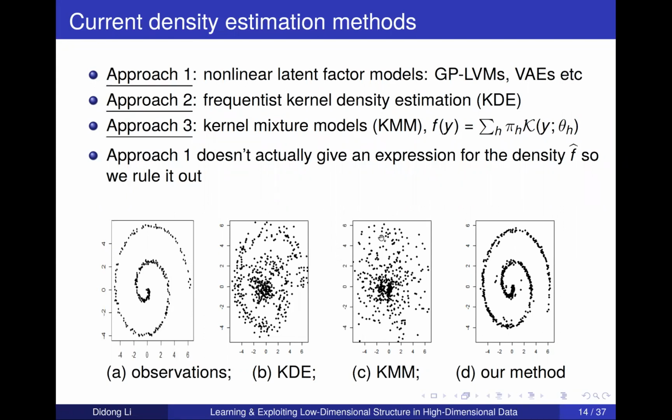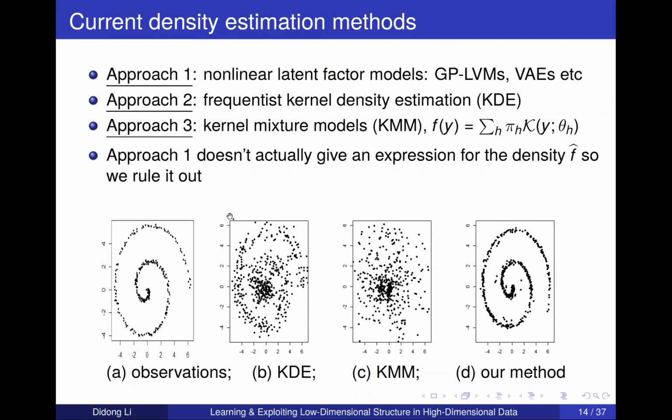And the third panel is from the kernel mixture model. Again, the kernel is chosen to be a Gaussian distribution, which is very popular in practice. And the last panel is from our method. I will talk about details in a minute. So you can see that for this Gaussian kernel, no matter whether you choose kernel density estimation or the kernel mixture model, you cannot see the true underlying geometry.